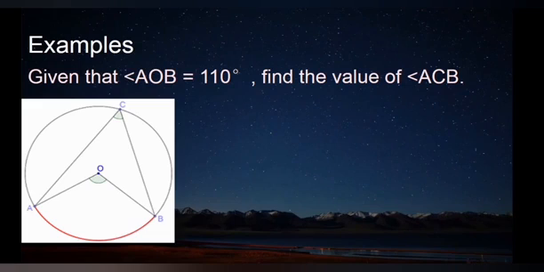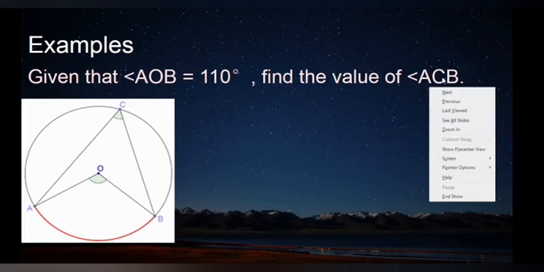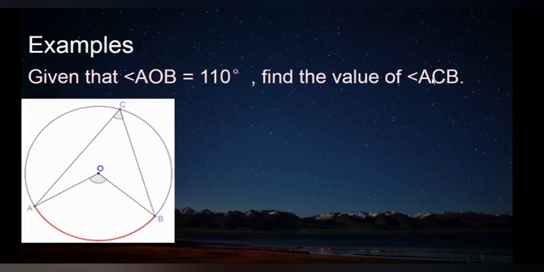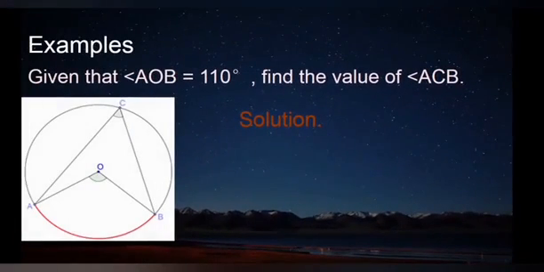Now we take an example quickly. Given that AOB is 110 degrees, find the value of ACB. Take note of the two angles ACB, AOB. Now AOB is the one at the center, ACB is the one at the circumference. We'll take the solution quickly.